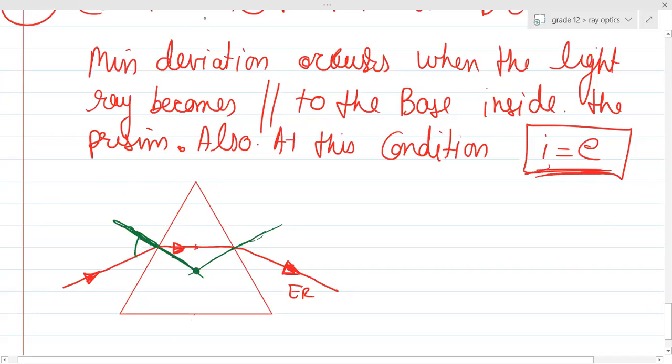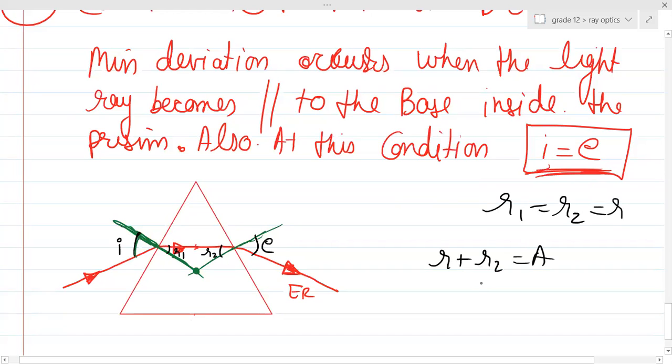this angle of incidence and angle of emergence will be equal. When we say they will be equal, even our R1 and R2 are also equal. And if R1 and R2 are equal, then can I say R1 plus R2 is basically A? If R1 and R2 are equal to R, then twice of R is equal to A and R is equal to A by 2. Can I say this? Yes, sir.